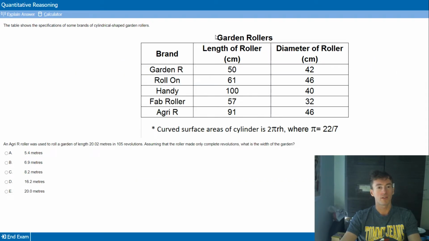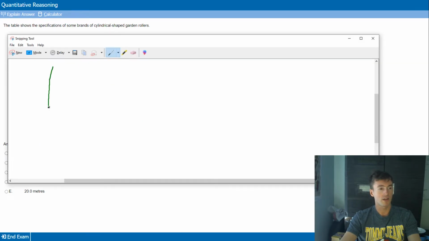Okay, we have a question here about garden rollers. We're told here a bunch of different roller lengths and diameters, and the question is that an Agri R roller was used to roll a garden length of 20.02 meters in 105 revolutions. Assuming that the roller made only complete revolutions, what is the width of the garden? Okay, so let's put this stuff on the screen. So I recommend that you write this out.